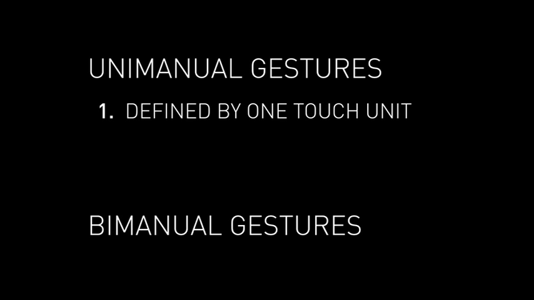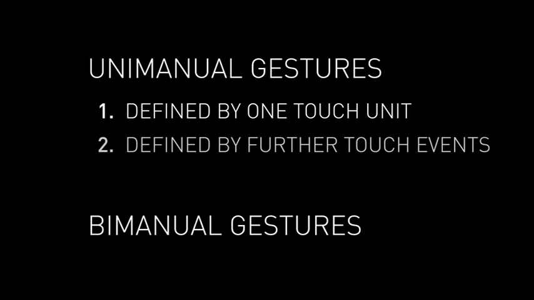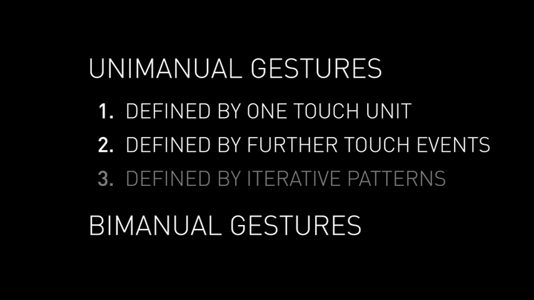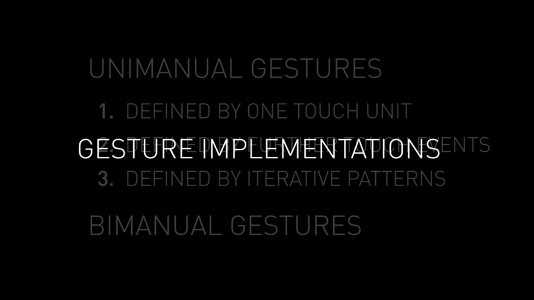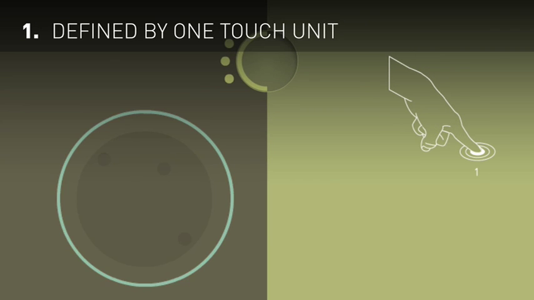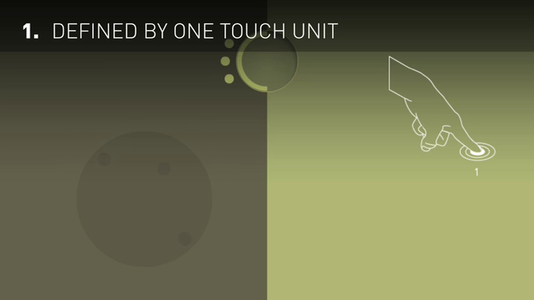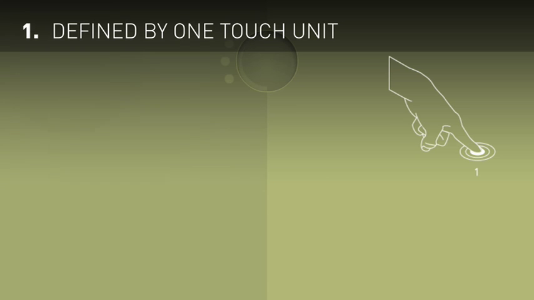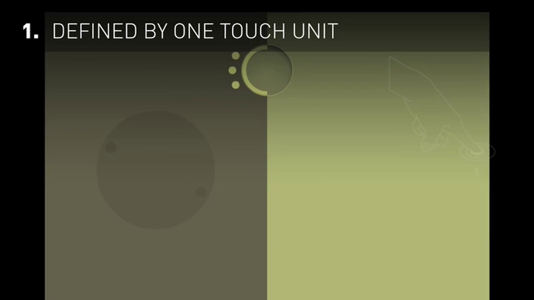There are three types of uni-manual gestures: gestures defined by one touch unit, gestures defined by further touch events, and gestures defined by iterative patterns. Touch units are fingertips that are positioned on the same side of the touch-sensitive surface within a very short time span. Once multiple fingertips are registered as a unit, they can change their average position and their distance to each other. The movement of the fingertips influences the pitch of the sound output.